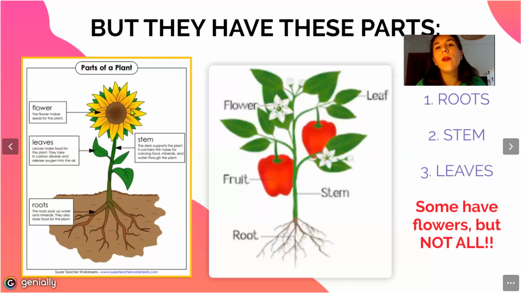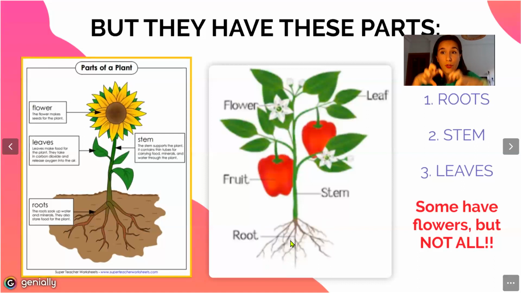Look here. Some plants have flowers. Not all plants have flowers. All plants in the world have roots, stem, leaves, all of them, but not all of them have flowers. So I'm an amazing teacher again because I gave you the answer for exercise 2.